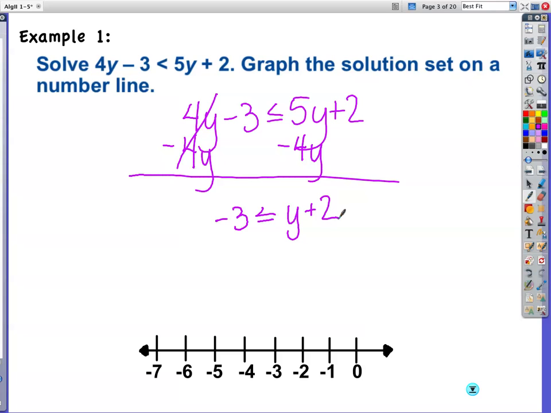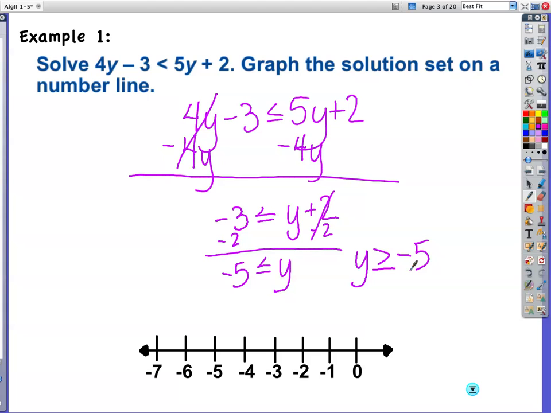Y plus 2. I want to get y by itself. I'm going to subtract 2 from both sides. All right, now this is 0. This becomes negative 5. This is less than or equal to y. This can also be written: y is greater than or equal to negative 5.